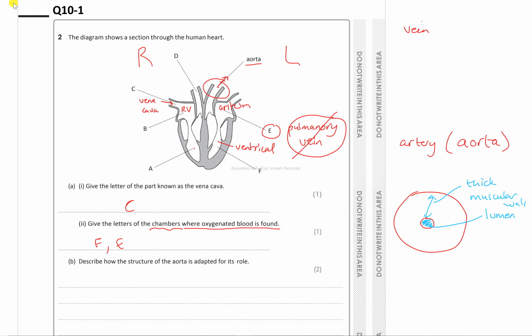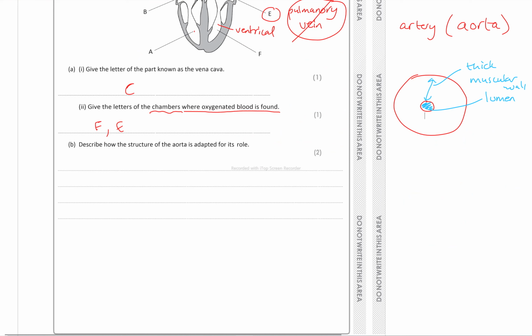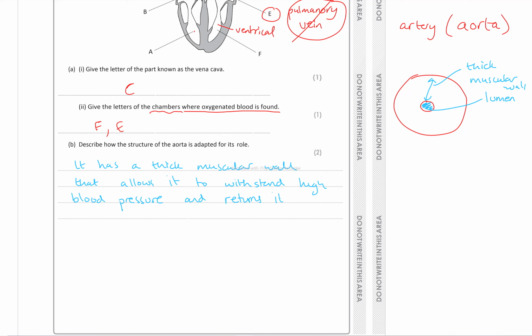Right, the lumen is the hole inside. So it has a thick muscular wall that allows it to withstand high blood pressure, and return it back to its original shape. So it does a few things.